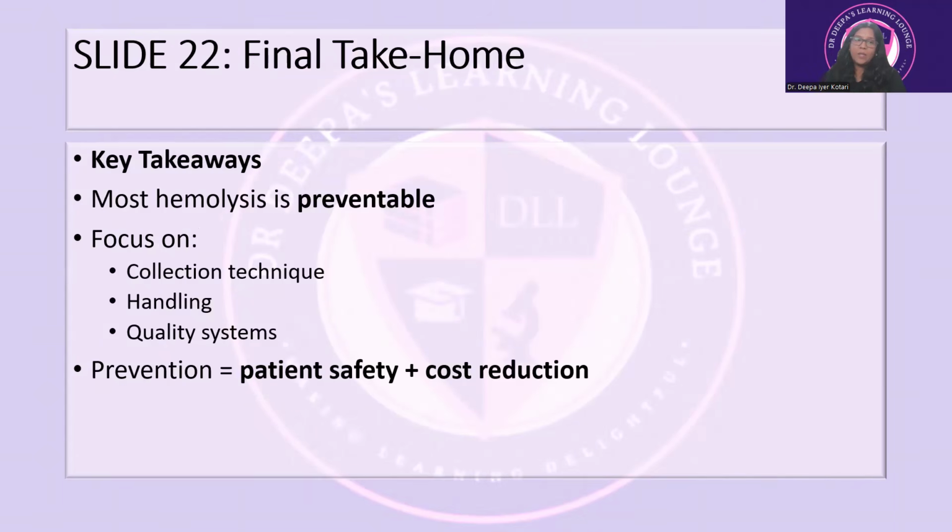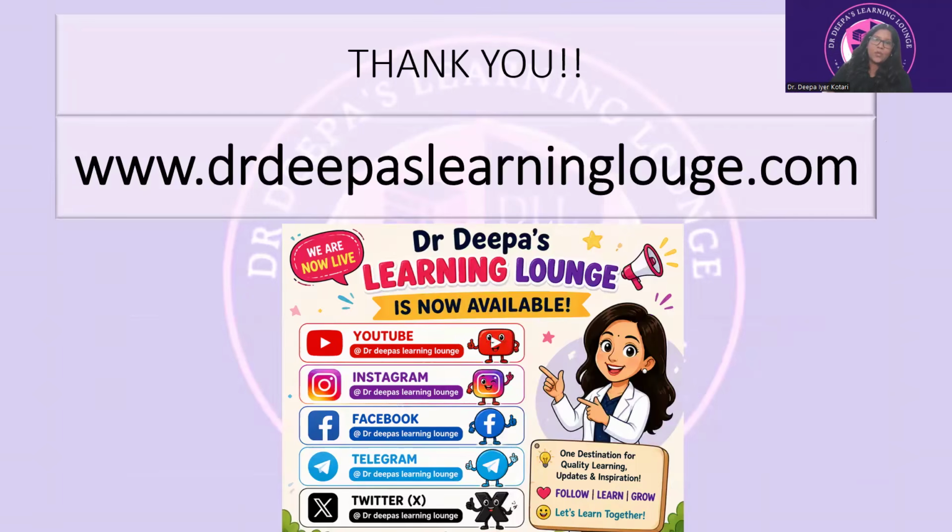Then also very important is that most hemolysis is very much preventable. So focus on the areas that I have spoken about. Make sure that the collection technique is right, make sure that the handling is right, make sure that your quality systems are in place, because prevention is what gives good patient safety and cost reduction. So quality is a culture. It is not something that is done once. So you are doing it right when there are fewer repeat samples, when there is faster diagnosis, and when there is better patient care.